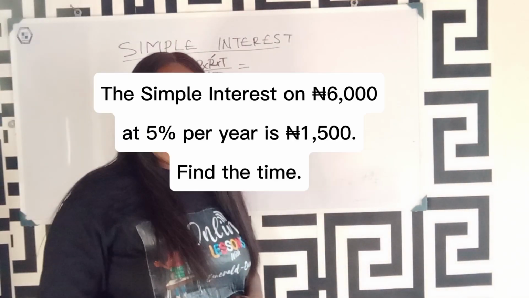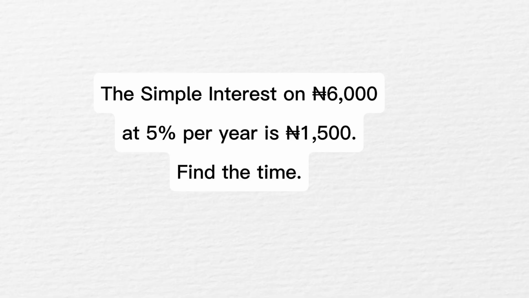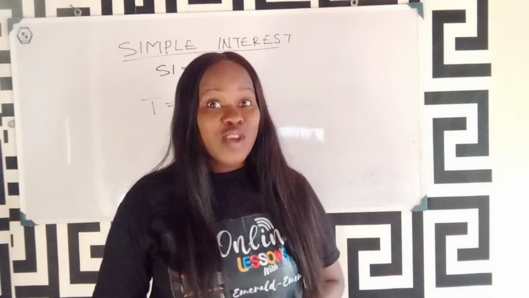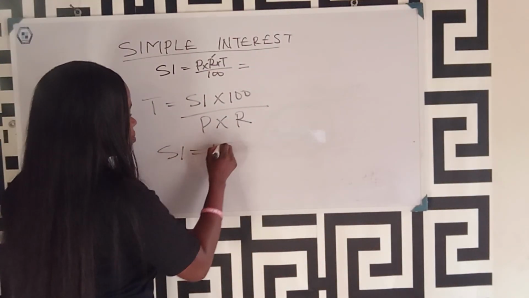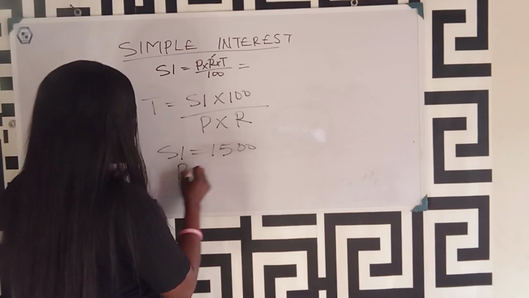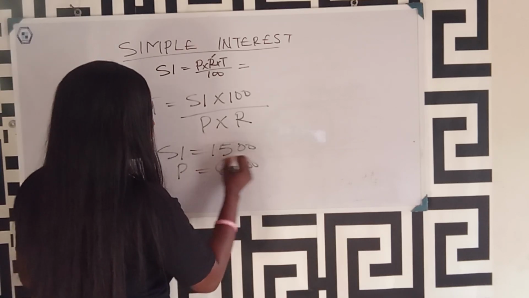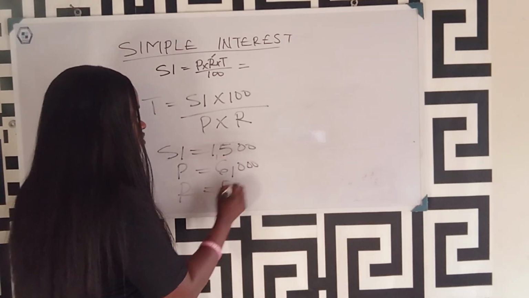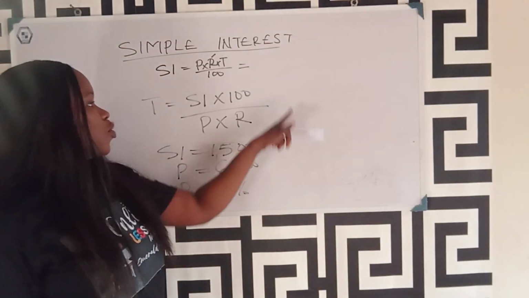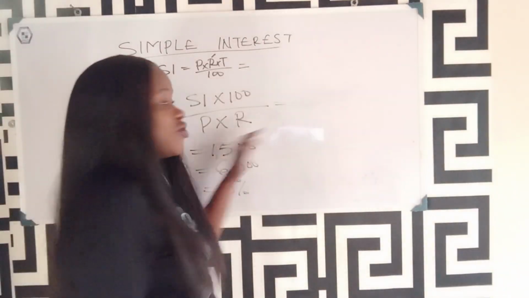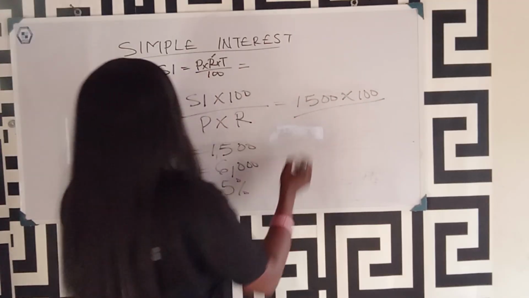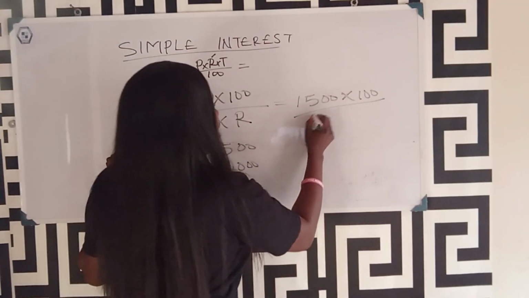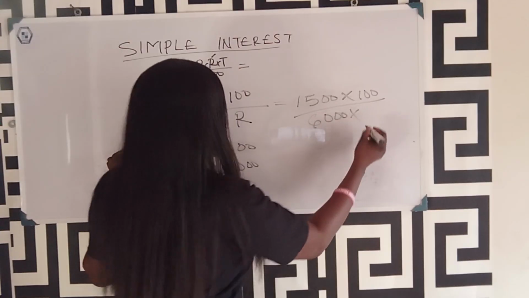So let's practice. The simple interest on 6,000 at 5% per year is 1,500. Find the time. So from that question, the simple interest is 1,500 and the principal is 6,000. The rate is 5%. So we're just going to substitute it here. The simple interest is 1,500 times 100 all over principal times rate, 6,000 times 5.